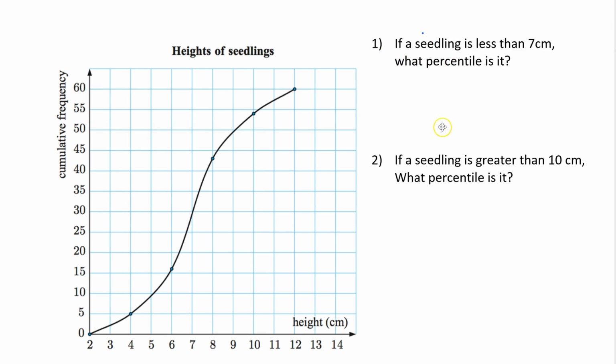Okay, here we go. I just learned how to insert text into my file, so brand new world. But anyway, let's do this example here. If a seedling is less than 7 centimeters, what percentile is it? So here's the key thing about this. It says less than, right? So the type right there, less than. It's me underlining it and not crossing it out. So that's important. Less than 7 centimeters.